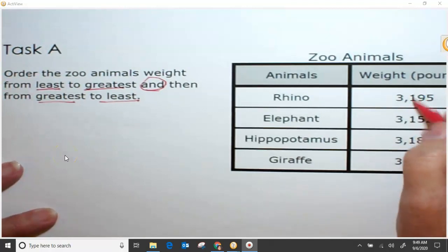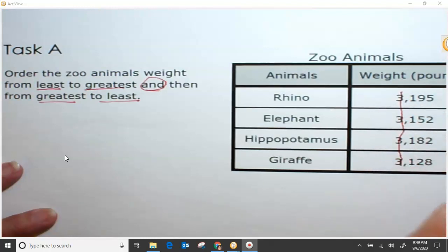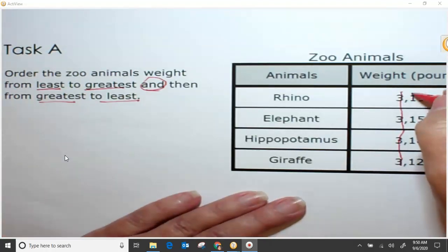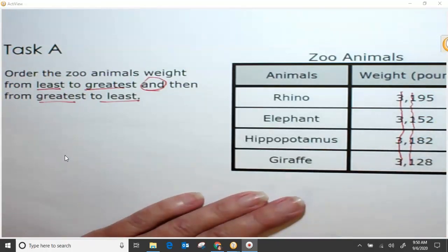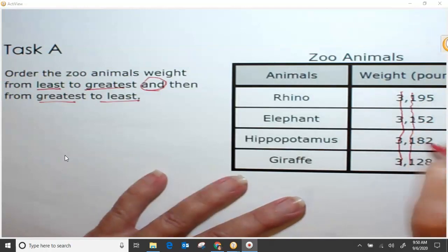So I kind of like to draw a light line through them, not so much that I can't still see the number, but so I know I can't use any of those. Now I look to the hundreds column and I have a one here, a one here, a one here, and a one here. Well, I can't use the hundreds to compare them yet. So far they're the same. They're all 3,100 something. So now let's look to the tens column. I have a 9 for the rhino, a 5 for the elephant, 8 for the hippopotamus, and 2 for the giraffe.